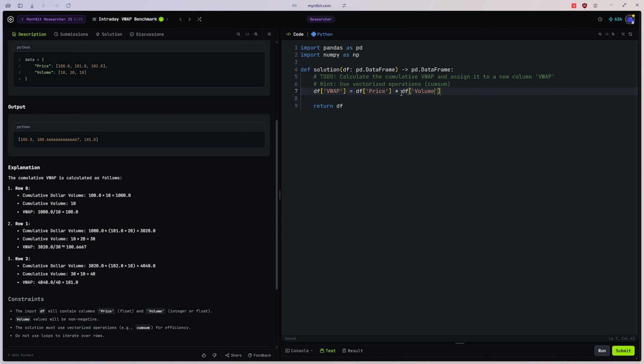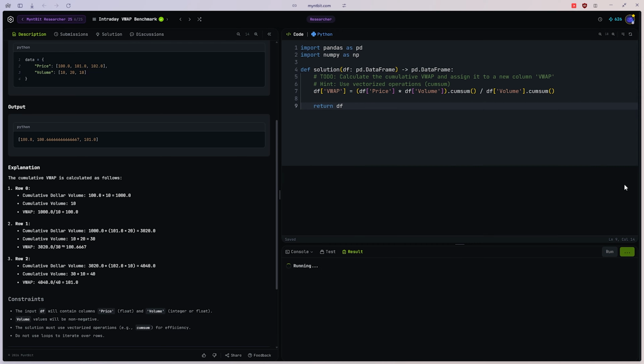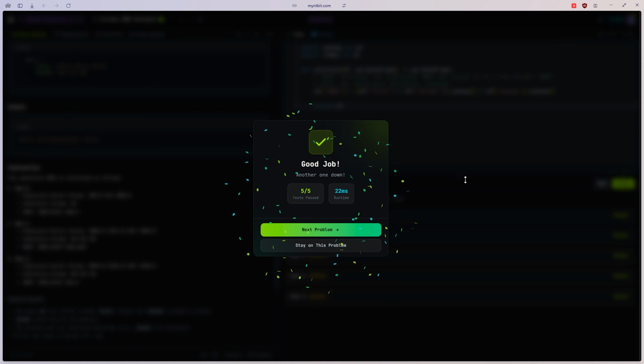Let's write it out. So we're just getting the price and volume. And once we have the price and volume, we cumulative sum it. And then, only on the volume, we cumulative sum that and divide by the cumulative sum of just the volume. And we return the data frame. So 2 tests passed. Let's submit.